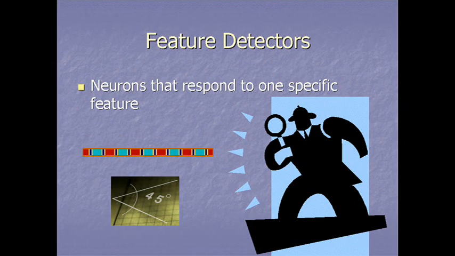Another important thing to us as psychologists is the discovery of feature detectors that are located in the occipital lobe. These are neurons in the lobe that respond only to one specific feature. Some feature detectors we've discovered include those for lines, angles, right angle, lines of a specific length, vertical versus horizontal, and on and on.